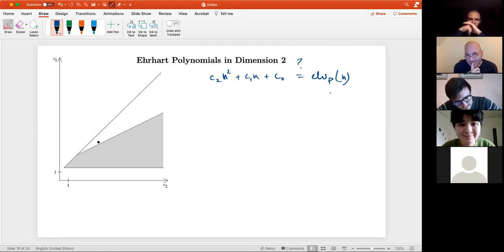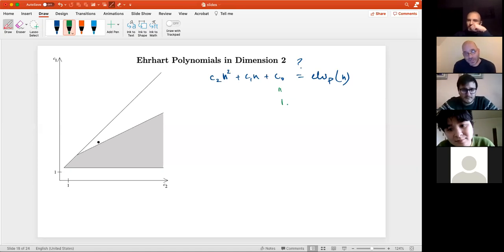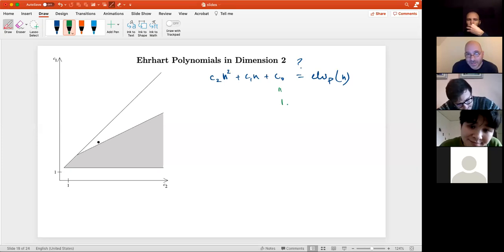And you can ask the same question about degree 3 polynomials and so on. I guess you can also ask it about a degree 1 polynomial, but maybe that's not super interesting. So let me give you the answer. I claim this constant term has to be 1. In fact, this is a theorem for any Ehrhart polynomial. The constant term is 1, so that's done.